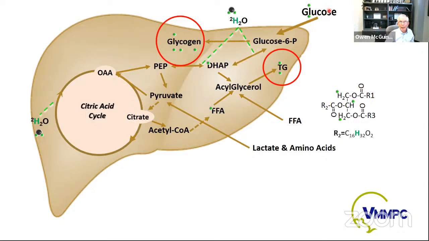But because we raise glucose levels, we will actually force carbon up through this synthetic pathway as well. And because we can look at the labeling pattern using GCMS, we can actually look at what carbon skeletons were used to make this triglyceride molecule.